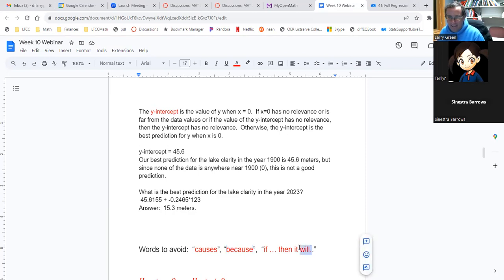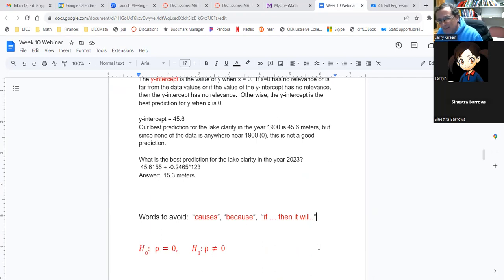Because the word will means that you absolutely know this will happen, and you can't know for sure. Do you see that? Better is to use words like predicted that or tends to. Those are much better words to use with correlation. Any questions on that? It will take off points if you use anything that relates to the word cause. Any questions on that? Those are mistakes people make. Lots of people make that mistake.